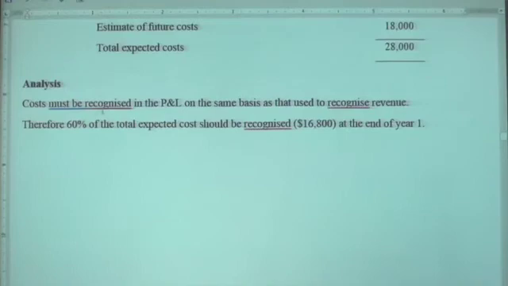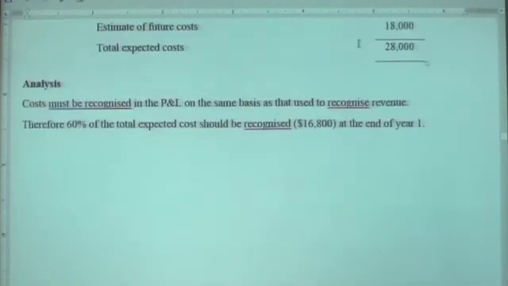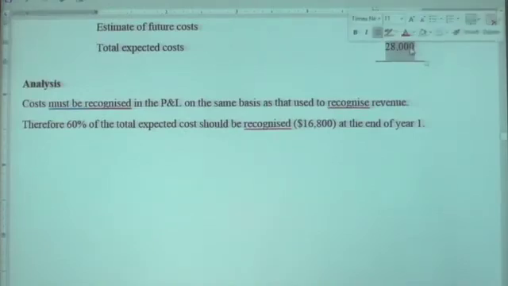Therefore, cost must be recognized in P&L on the same basis you used to recognize the revenue. Your basis to recognize revenue is 60%. Therefore, 60% of this 28,000 shall be recognized in profit and loss. Cost shall be recognized in P&L according to the way you recognize revenue in the P&L. Is that clear? If it is over a period on a straight line, cost shall be amortized on a straight line. If it is based on the percentage method, cost shall be taken on the percentage method.